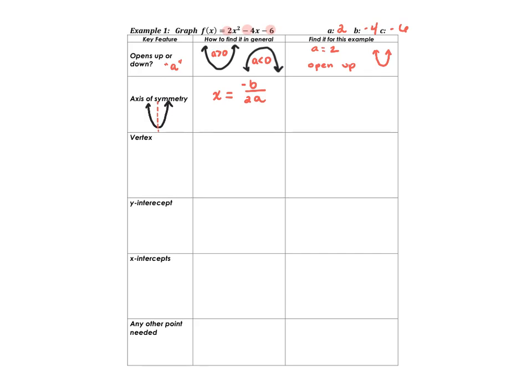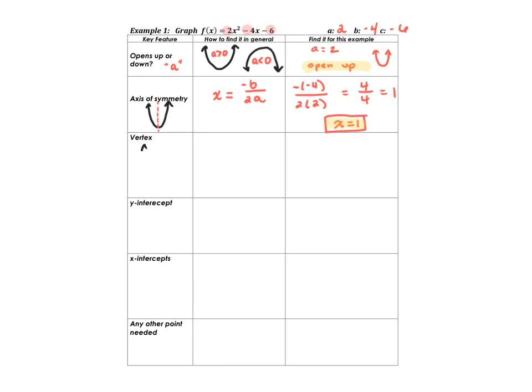So for our problem, the opposite of b, so -4 over 2 times a is 4 over 4 or 1. But what you need to make sure to do is write it as x equals 1. The axis of symmetry is a vertical line, so you need to write it as a vertical line. So x equals 1, it opens up. That's our information so far.